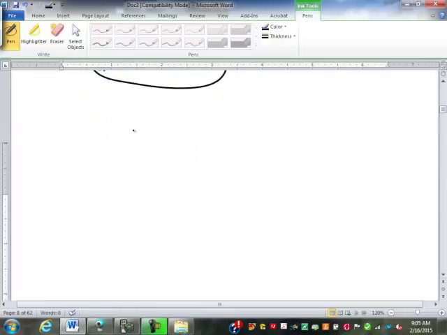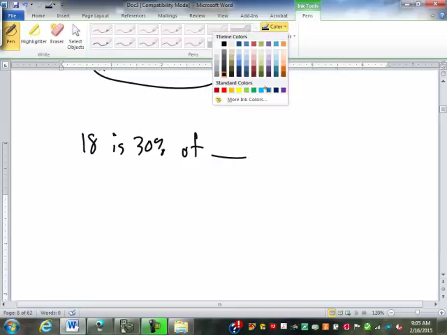Let's do another form here. Let's say that we have 18 is 30% of blank. So where do we start?